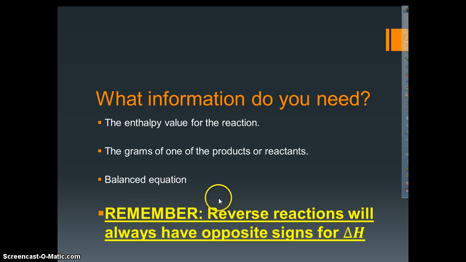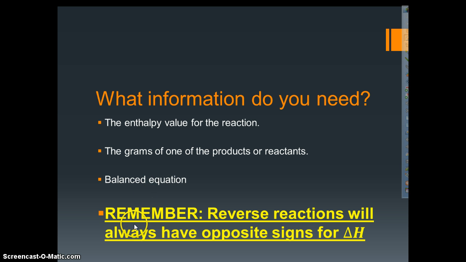All right, so what do we have to make sure we know? We have to make sure we're given an enthalpy value or given enough information to find one. We have to make sure we know the grams of one of our products, and then we have to make sure the equation is balanced.